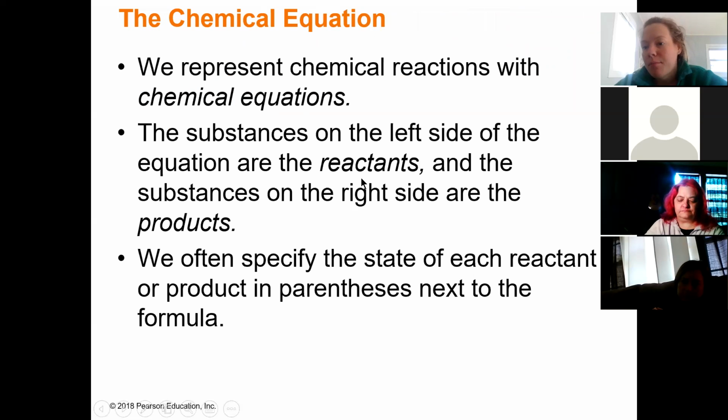So if we're talking about a chemical reaction, we need to be able to explain that to somebody in a relatively simple way. So we have these things called chemical equations. A chemical equation, you read it like you would read a book from left to right. So on the left side of your chemical reaction, you have your reactants or what you're starting with. Then you'll have an arrow. And then on the right side, you'll have your products.